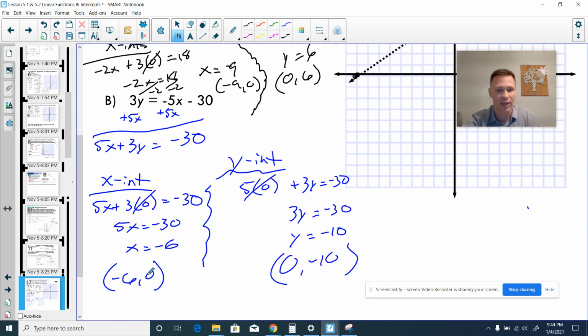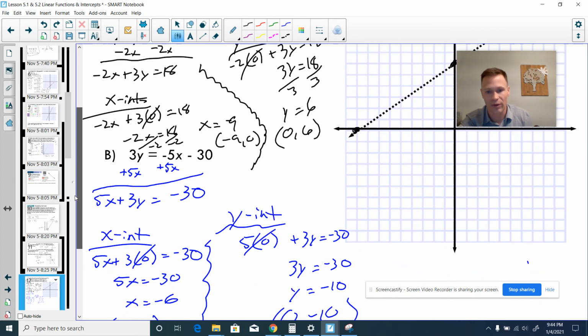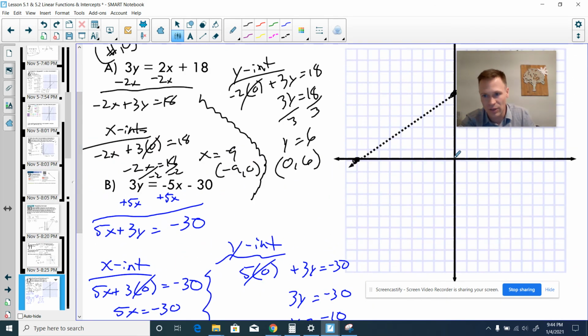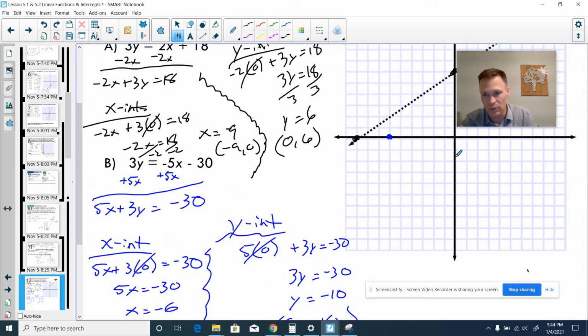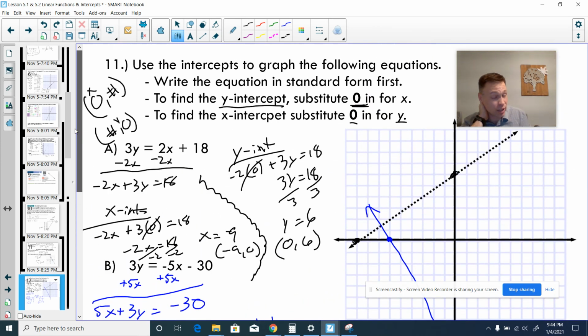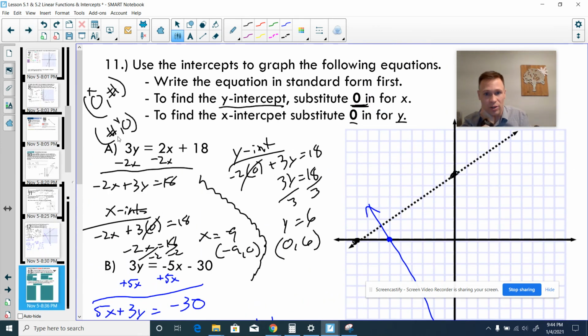Again, where does that 0 come from? That 0 is what we substituted in for x in the first place, and the 0 in the other point is what we substituted in for y. So I'm going to go ahead and graph those points. Negative 6, 0, 1, 2, 3, 4, 5, 6. And then 0, negative 10 is going to be down here. I know that. So now my line looks like this. I'm just going to sketch this one. It's not bad. So there you have it. That's how you use the intercepts method for graphing equations.